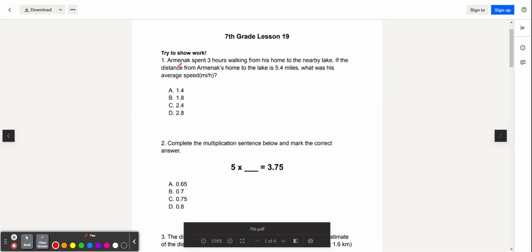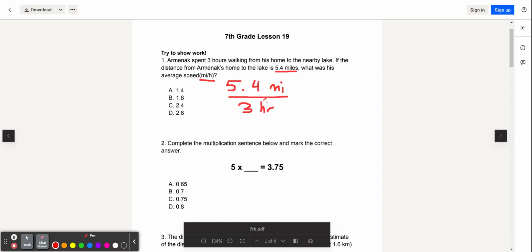So, number 1, Armanak spent 3 hours walking from his home to the nearby lake. If the distance from his house to the lake is 5.4 miles, what was his average speed in miles per hour? So, we want the speed in miles per hour. Now, luckily for us, that's the units that the distance and the time are given in. So this is a simple division.